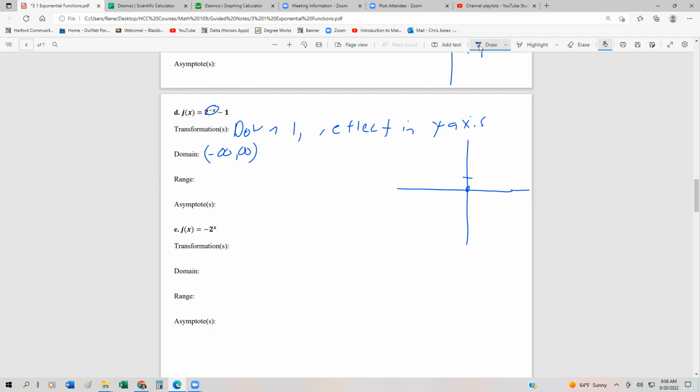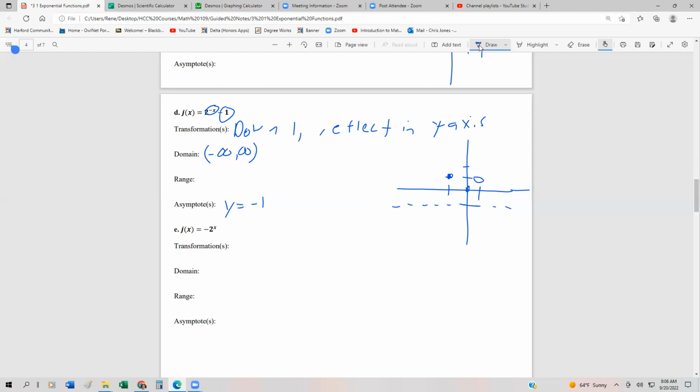And then also we usually have the point 2, comma 1. So now we're going to have the point 1, comma 1, but it's going to get reflected in the y-axis. And then finally, we moved everything down 1. So instead of y equals 0, the asymptote is at y equals negative 1. All right, so we have this going on.